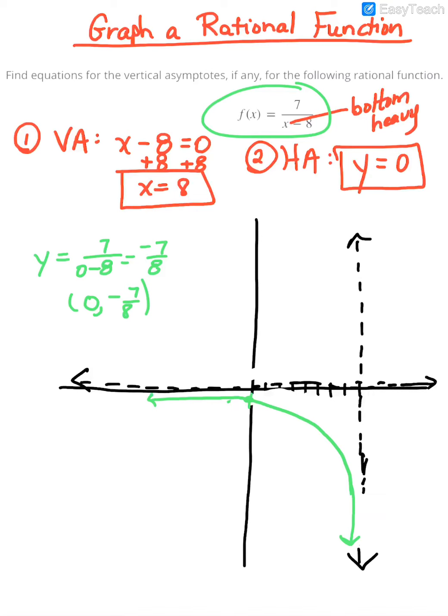Okay, so then you need to figure out on the right-hand side again where that piece is going to be located. So we need to plug in something bigger than 8. And so we could plug in 9. So y equals 7 divided by 9 minus 8. And 7 divided by 9 minus 8 would just be 7 over 1, or simply 7. So we would have the point (9, 7), which would be somewhere up here. And given that fact and our asymptotes, then we've got a piece that would look something like that. So that would be the rough graph of that rational function.